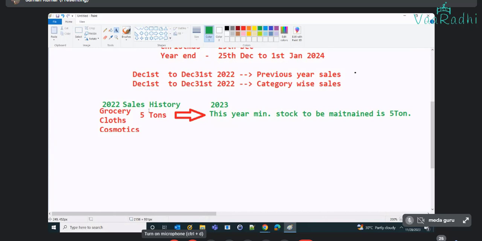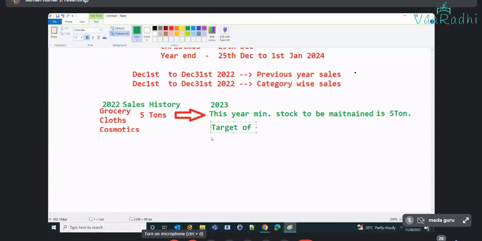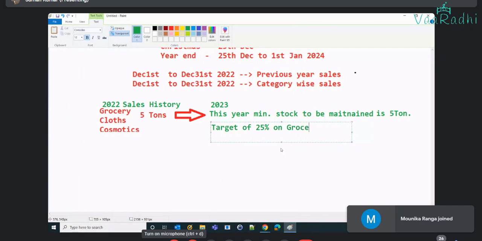Okay, last time 5 tons got sold out. So this time, make it like improve our sales by 25%. If I say 25%, now tell me guys, what is the grocery target for this year? By looking at this data, stock to be maintained is 5 ton, and I'm giving a target of 25% sales increase on groceries.